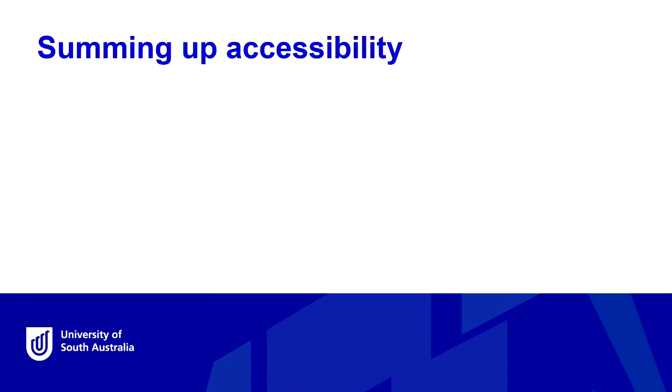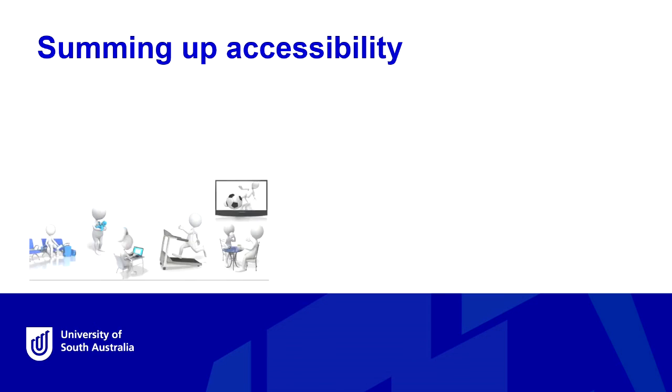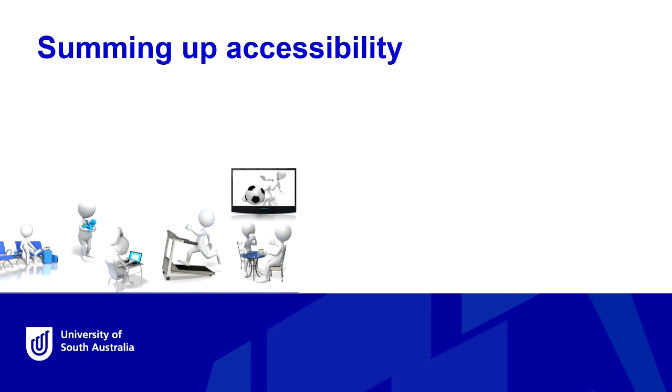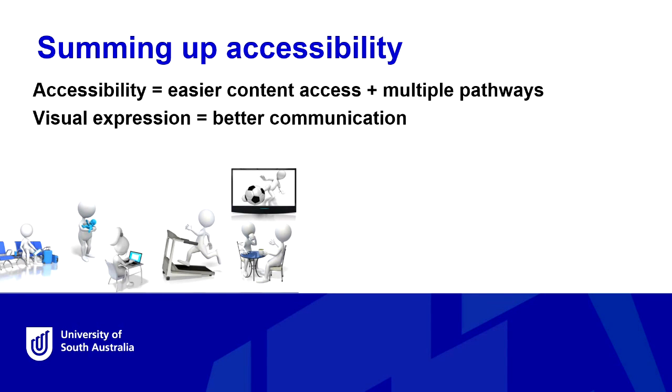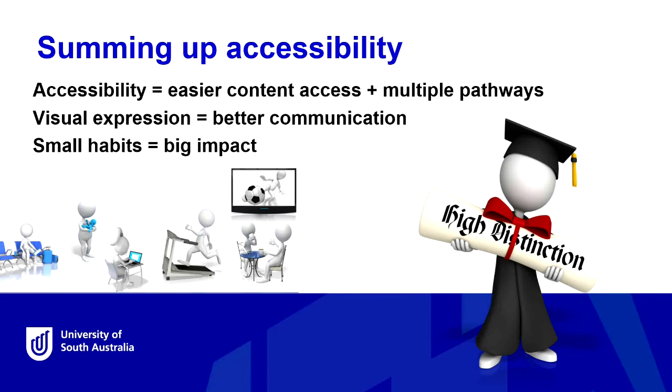So to sum up, I hope you see that thinking about accessibility and universal design not only makes content easier for a wider group of learners, it can also provide multiple pathways into the same content. When thinking about speaking more visually, you will by default improve your communications, not only for sight-impaired learners or those using mobile devices, but for ESL students and those with cognitive impairments as well. Finally, by adopting a few small habits and integrating accessibility into the content you create, you can make a big impact on student outcomes.